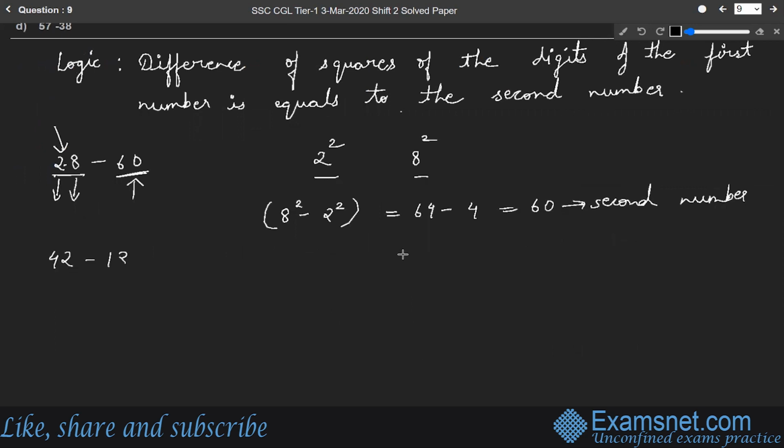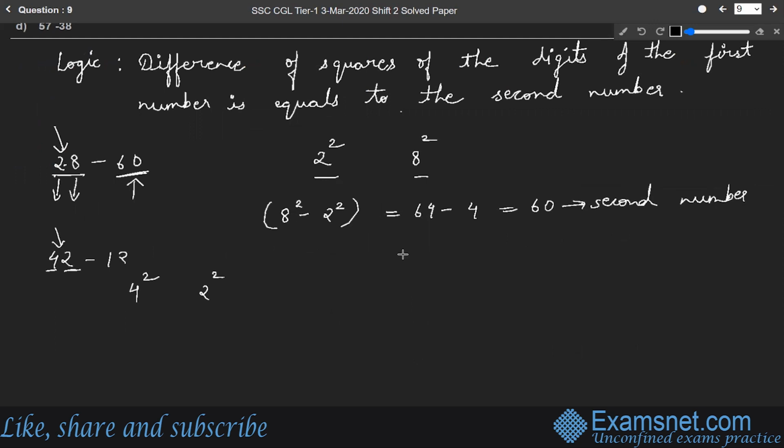So here the first number is 42. We have two digits. First digit is 4 and second digit is 2. We have to find the difference of their squares. So first let us square both these digits. 4 square and 2 square.